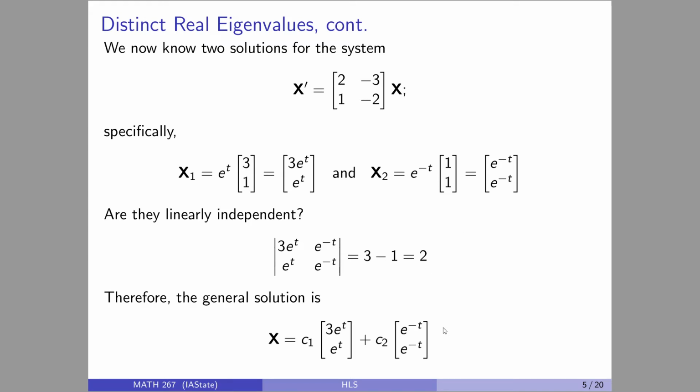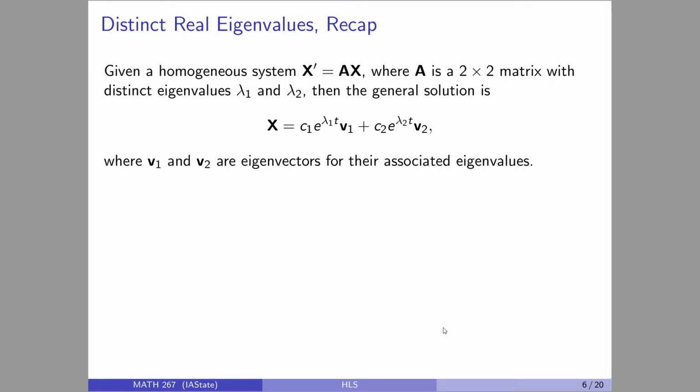I'll just take these things, scale them up, and add them together. Superposition tells me that's a solution. And now, not only do I know that is a solution, I know that every solution is going to look like this. So we've got our fundamental set of solutions, and that's it. So that's the full story. And this works regardless of the eigenvalues and the eigenvectors. So if you have a 2x2 matrix, you look at your homogeneous system, the matrix has distinct eigenvalues, lambda 1 and lambda 2, then your general solution will just look like this.